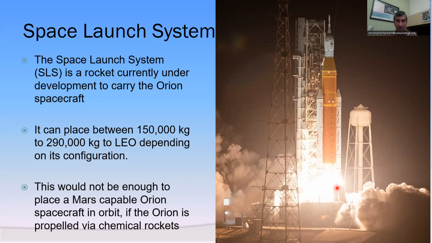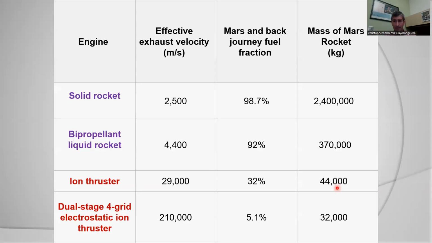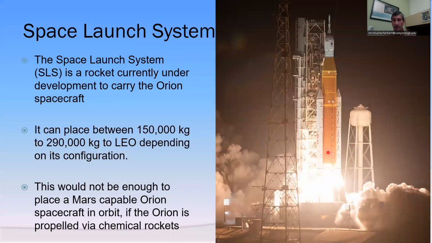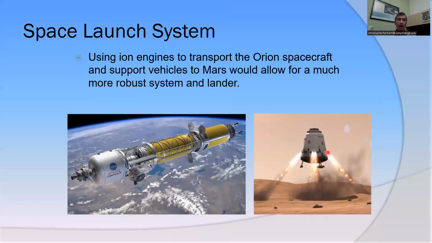SLS can probably place between 150,000 to 290,000 kilograms into low Earth orbit, depending on its configuration. But again, that doesn't get us to where we need to get to make it to Mars with just bipropellant rockets. So the way we envision our Mars rocket is probably using ion engines to get the Orion spacecraft to Mars. Obviously, because Mars does have an atmosphere, even though it's very, very small, and because its gravitational field is too great for ion engines, we'd have to use chemical rockets there again.